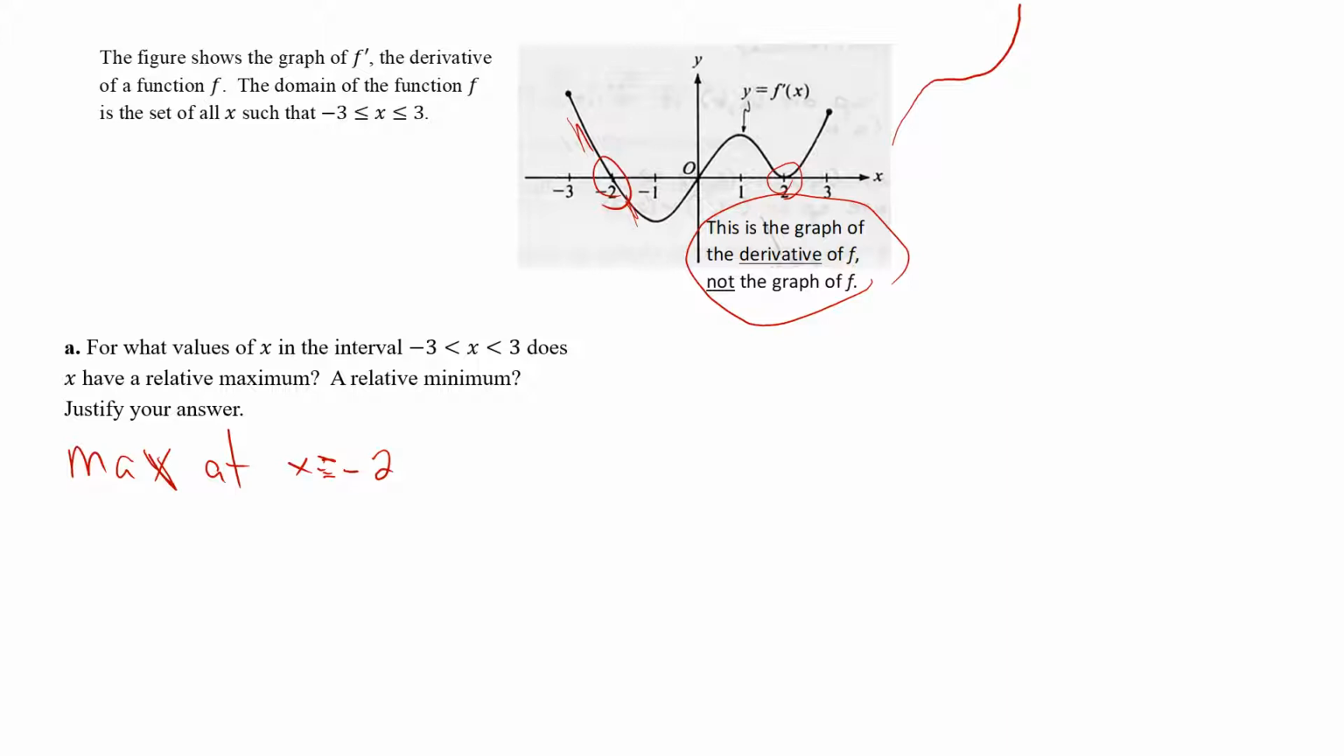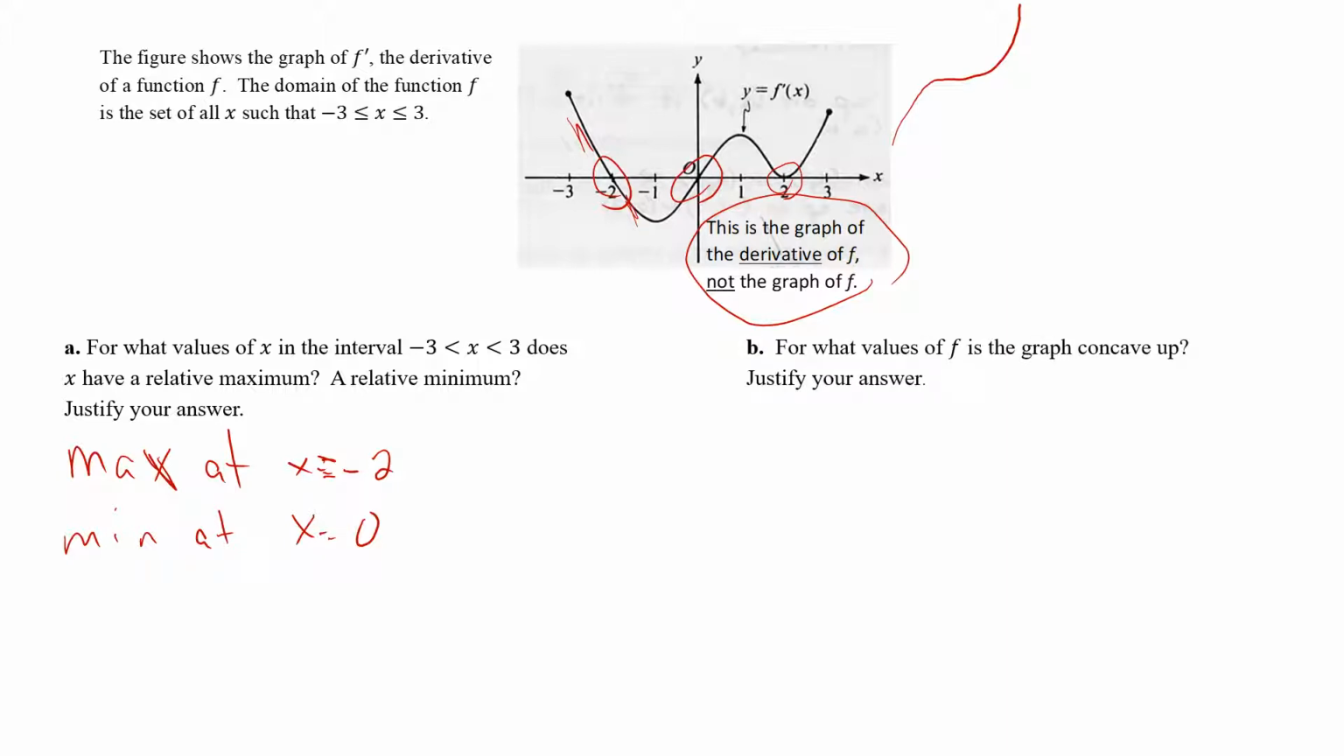Then we have a minimum when the derivative is going from negative to positive. Like right there, it's going from negative to positive. That will be a minimum of the function. That'll be at x equals 0. And so those would be our maximum and minimum. This one only has one of each.